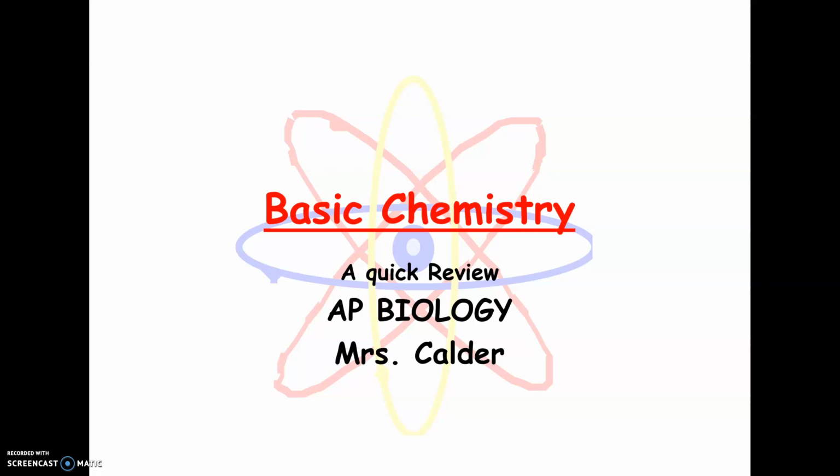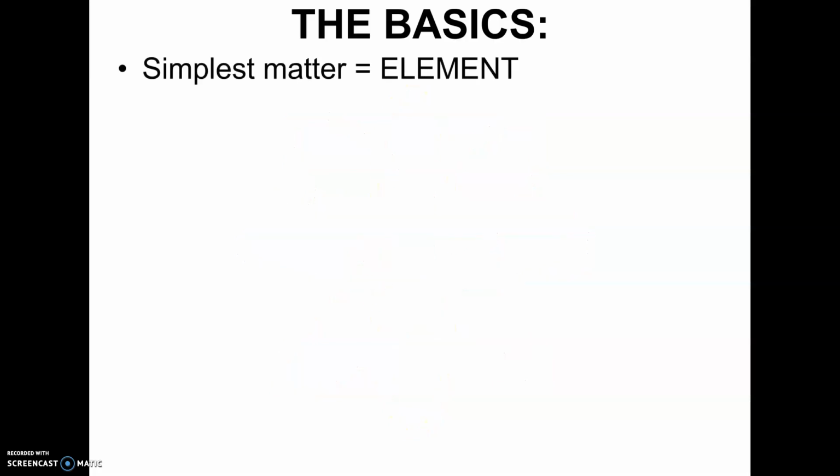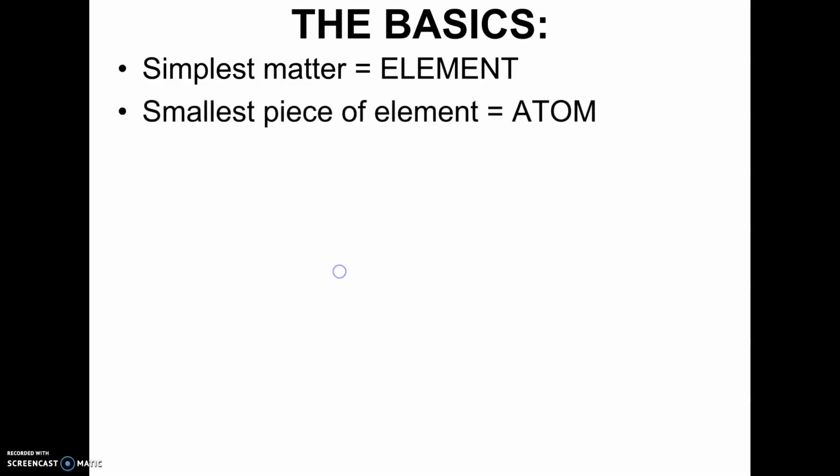The first level of organization in biology, as you recall, is the chemical level. So in order for you to have an understanding of the chemical reactions and the chemical makeup of biological organisms, we first need to go through some basic chemistry. So let's start with the simplest matter. Remember, matter takes up space and has mass. And matter is composed of elements, and the smallest piece of an element is an atom.